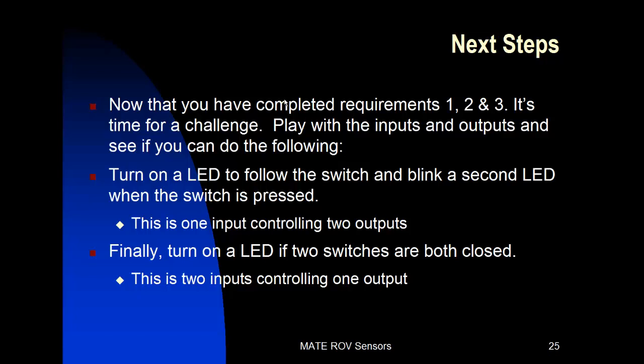Then go turn on an LED if two switches are both closed. So for instance, if switch 1 is closed and switch 2 is closed, then your output will be on. So this is two inputs controlling one output, and you can go off there and say read button 1 and button 2, and if both of those are pushed, then turn the LED 1 on.